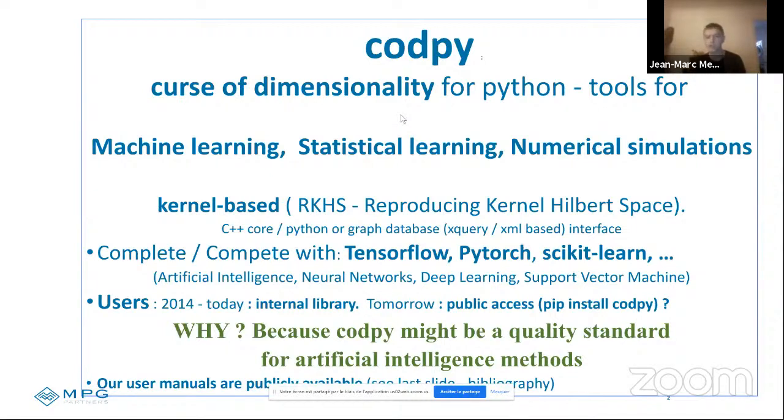So why are we doing this? Because we think that this small library might be a quality standard for artificial intelligence methods. And in that direction, what we propose to the community is to say, okay, I think we have something a little bit special here. Maybe we should share it and put our resources in common and try to standardize these tools. And in that direction, we put our user manual publicly available today. So just consult the last slide of this show and you will have links toward our user manuals.